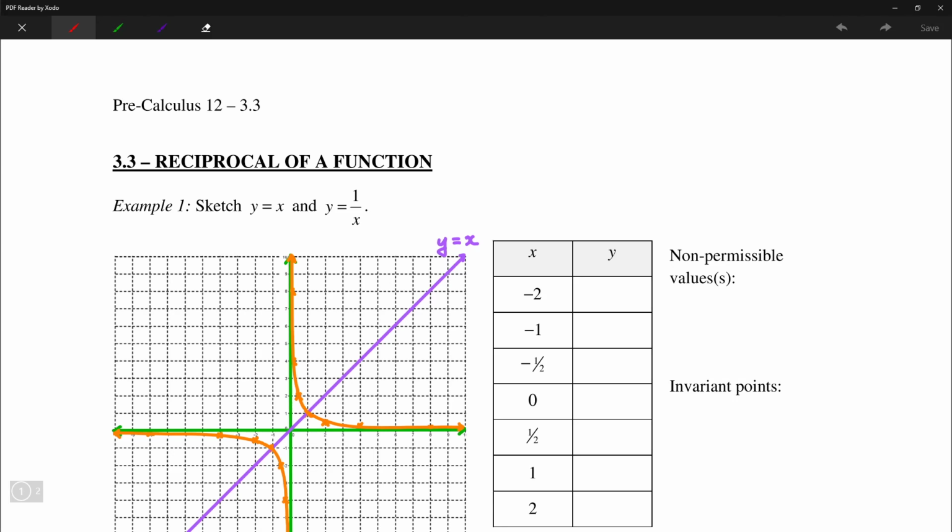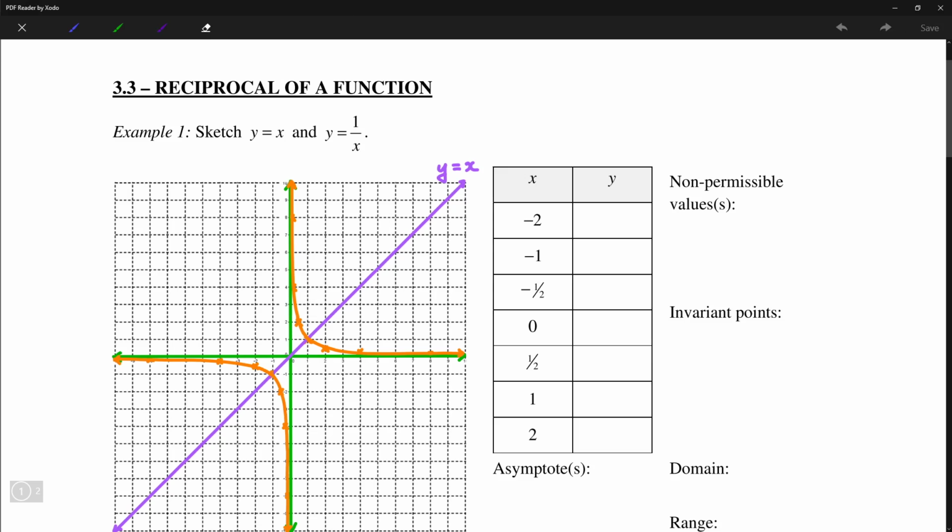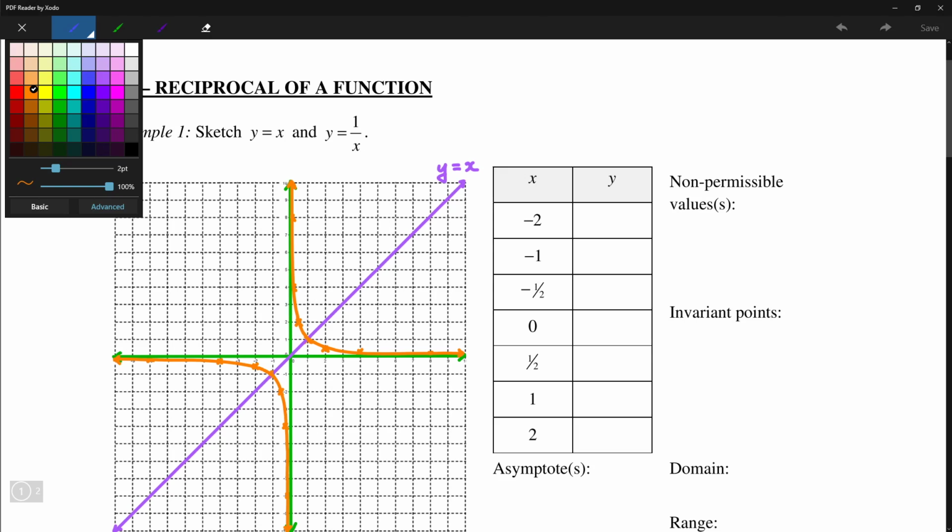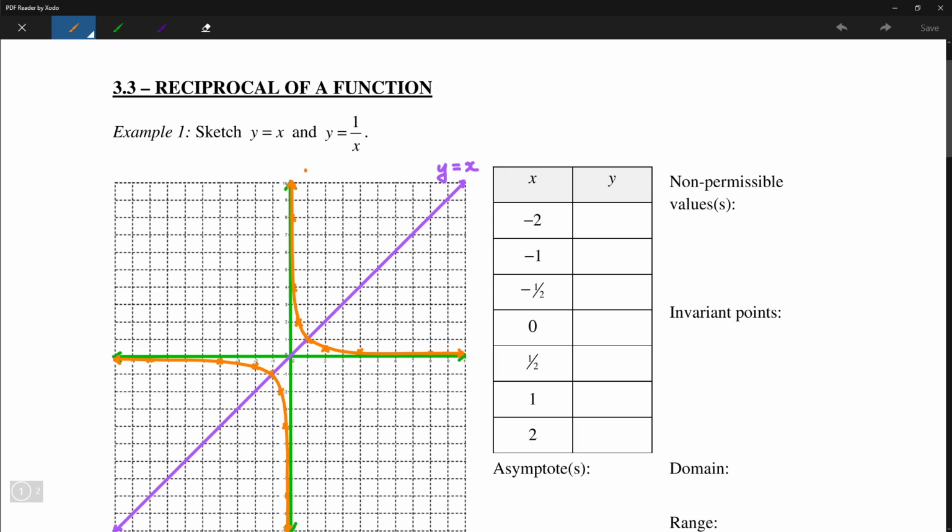As you can see here, we already have the graphs. In purple we have y equals x, and then in orange we have y equals 1 over x. So just be sure to label that. So let's talk about how these graphs came to be. y equals x should be fairly clear at this point. So let's dive directly into y equals 1 over x.